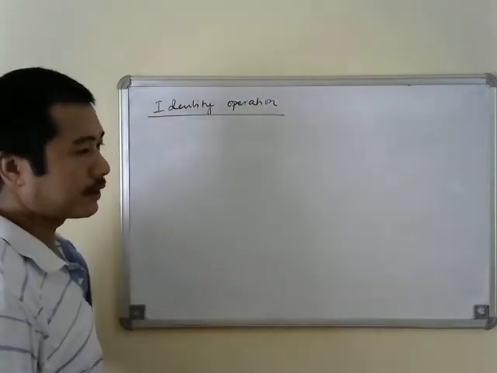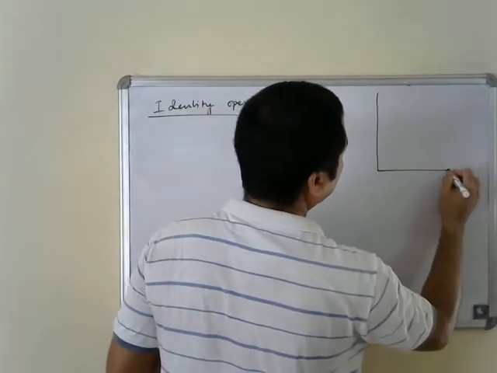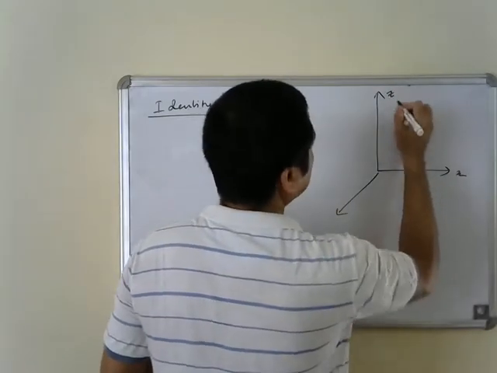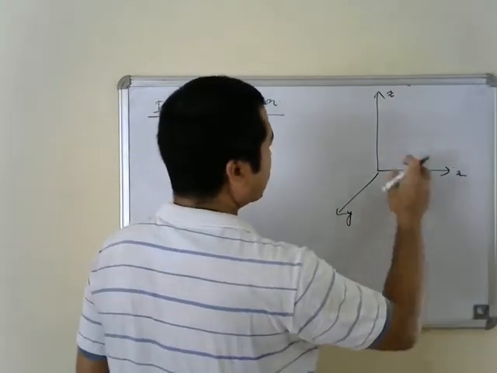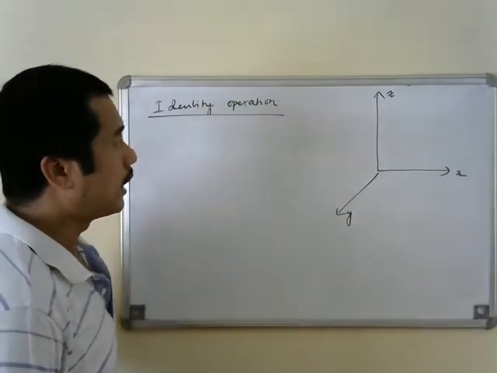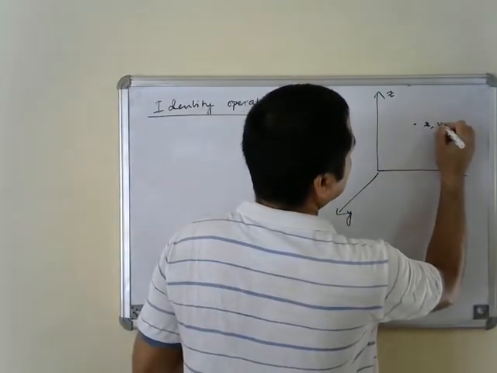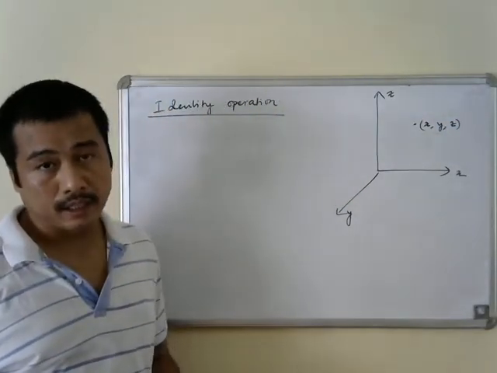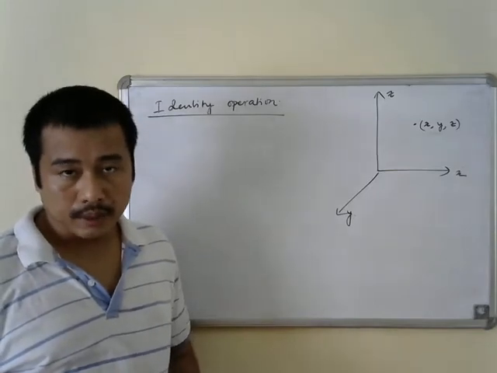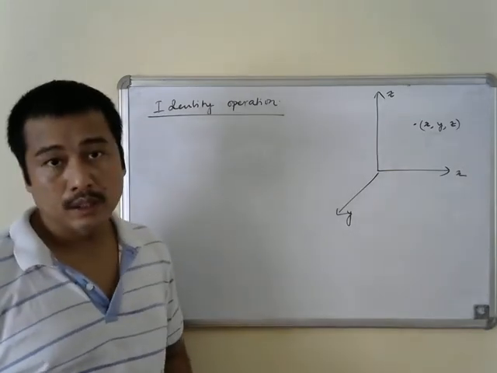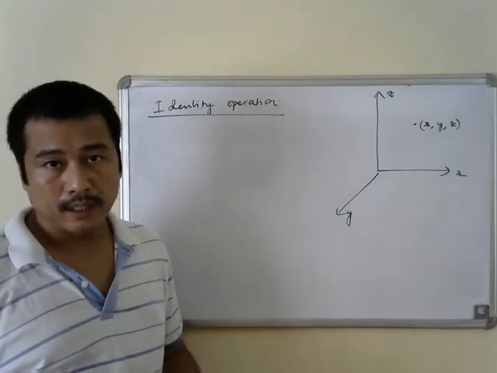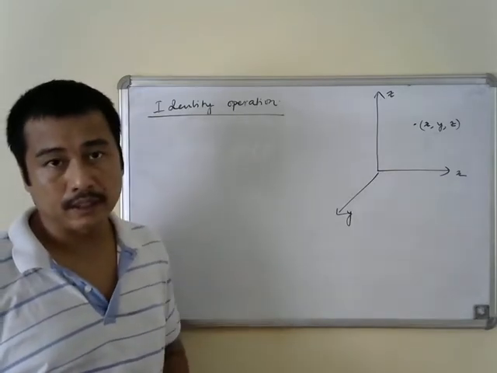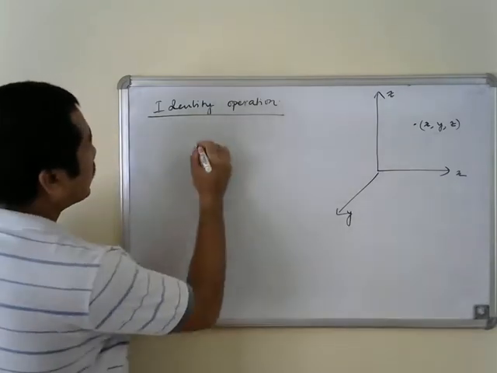So if we take the 3-dimensional Cartesian coordinate as the basis, and this is the x, y, and z axis over here, and if we assume a point with coordinate x, y, z, and if we do the identity operation on this particular point, then the point is not going to move, and its coordinate is going to remain as x, y, z, which is the same as what we have for the initial coordinate.